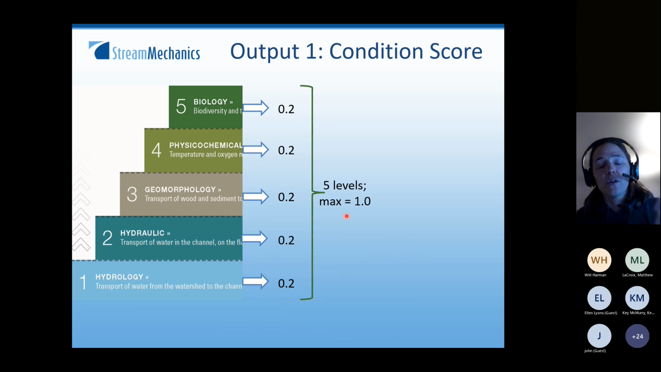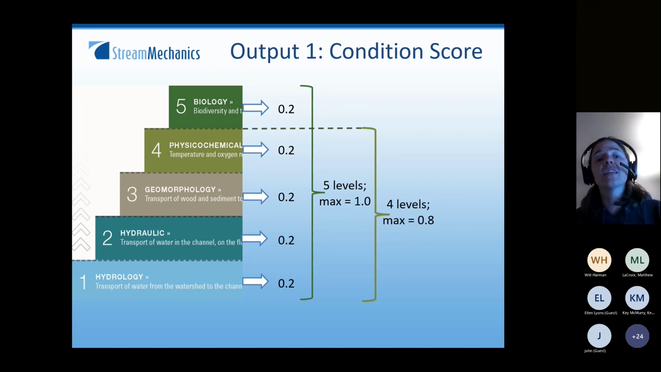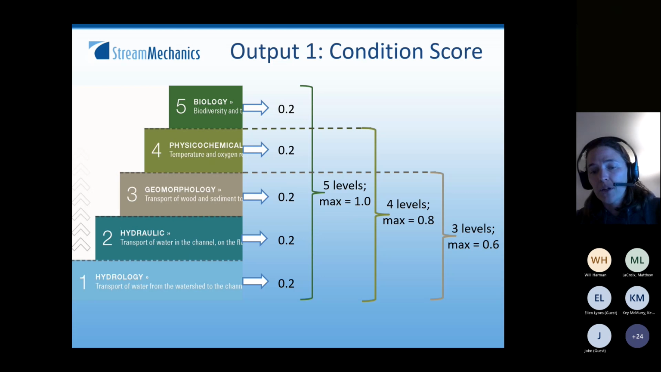In order for your condition scores to be out of 1, you have to assess all 5 functional categories. If you only assess 4 functional categories, the maximum score you can achieve is a 0.8. If you only assess 3 functional categories, then your maximum score is a 0.6. I have an example later, and when Will does his case study, just keep that in mind when you're looking at the condition scores that are output from it. When you only assess up through geomorphology, it's not really out of a 1 anymore.